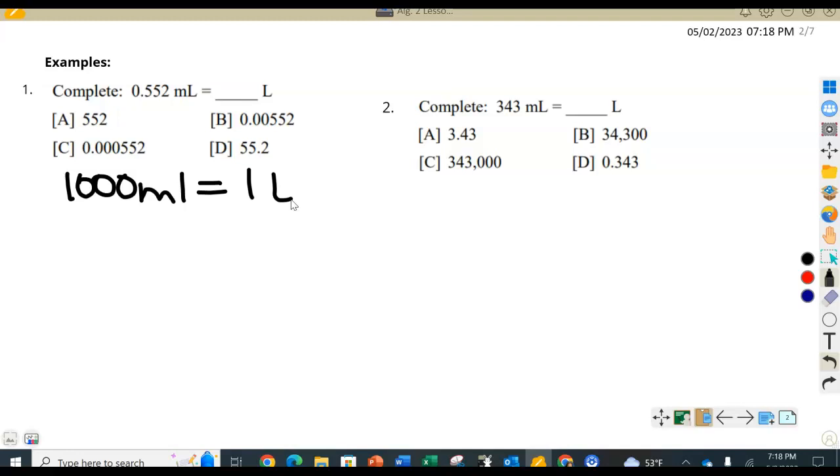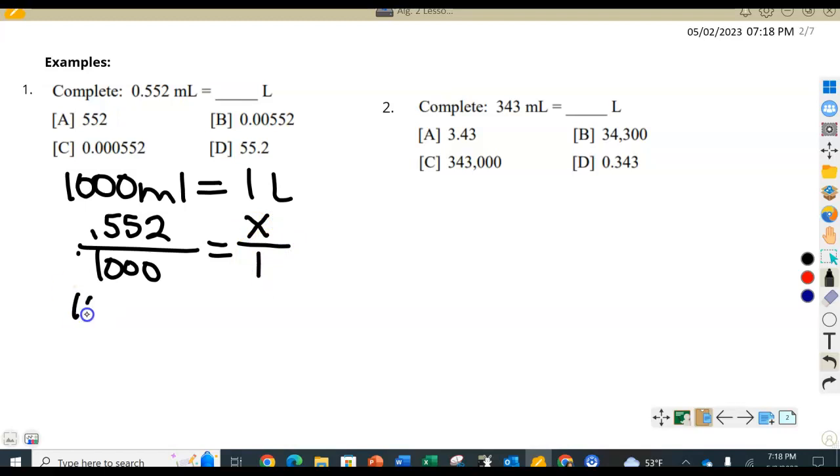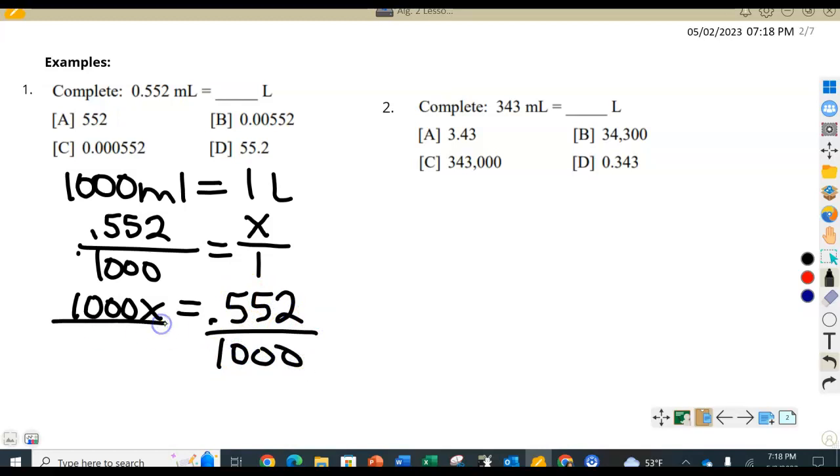Once we have that, we just have to set up our ratio. So we're going to have 0.552. That's in milliliters, so we're going to put that over 1,000, equals our unknown. We don't know what that is, so let's call it X over 1 liter. Cross multiply, so we're going to have 1,000X equals 1 times anything is that number, so 0.552. Divide both sides by 1,000.